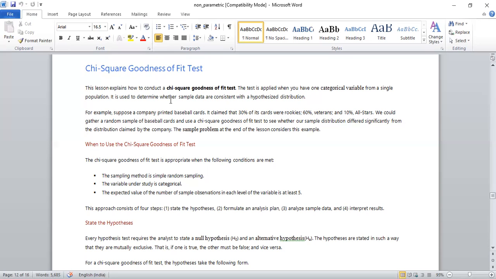So for these three levels, at least the expected value of the sample observation, whatever sample you are drawing out from the population, will have at least 5 members in each group, that is, in each level. Okay, so this approach consists of 4 steps: stating the hypothesis, formulating the analysis plan, analyzing the sample data, and interpreting the results. So how can we do that?